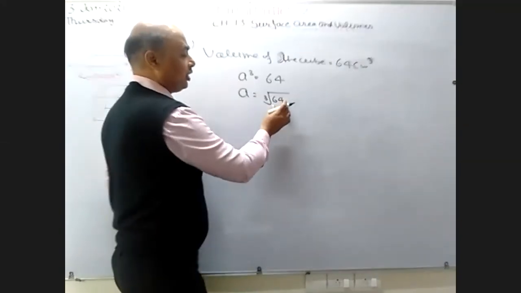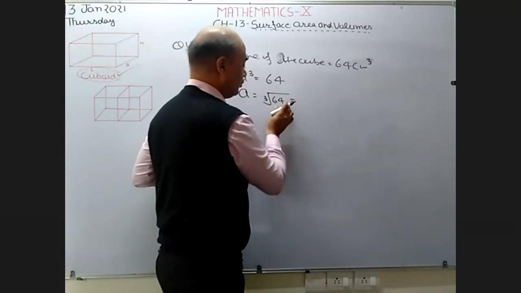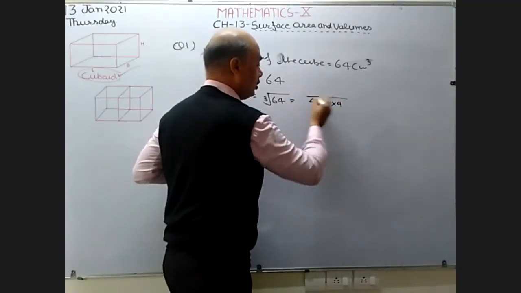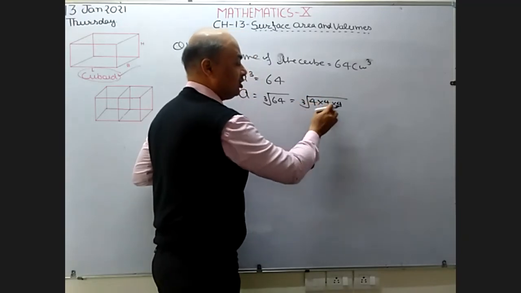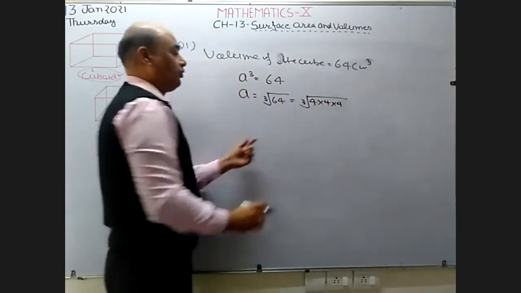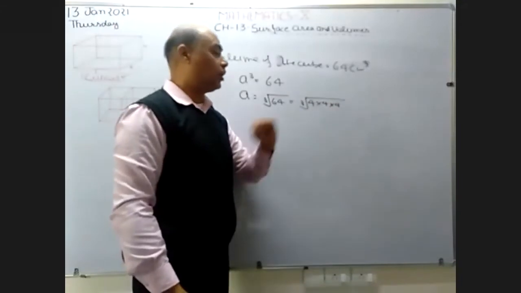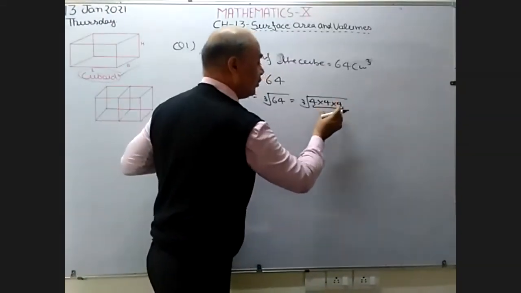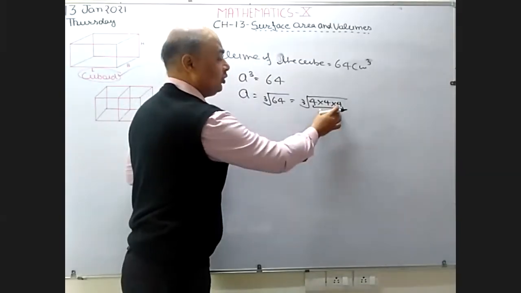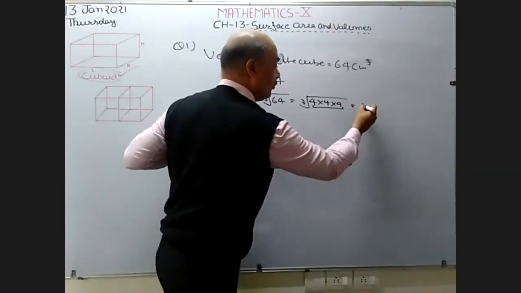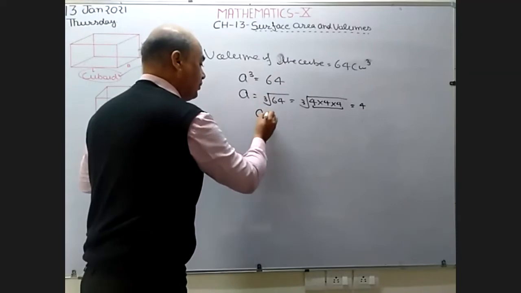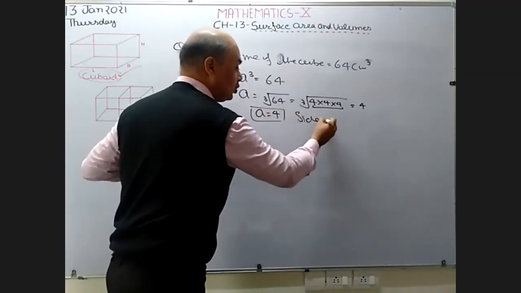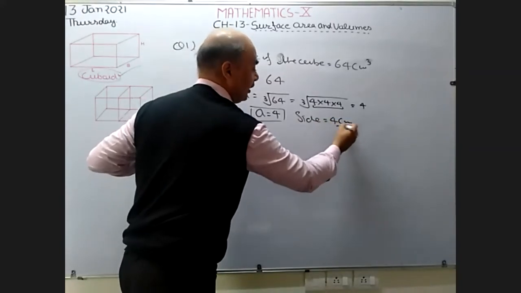Make the factors of 64 first. The factors of 64 are going to be 4 into 4 into 4. 4 fours are 16, 16 fours are 64. It means 64 can be written as 4 into 4 into 4. Since cube root is there, it means we have to make groups of 3. So the group of 3 is going to complete. The answer is going to be 4. It means a becomes 4. a means side of the cube becomes 4 centimeter.